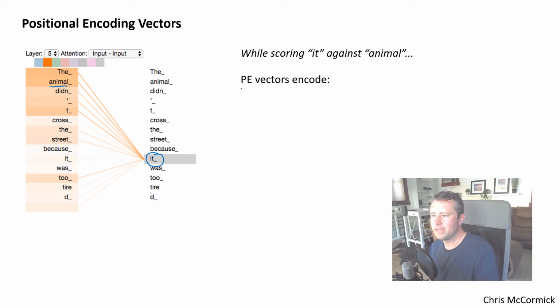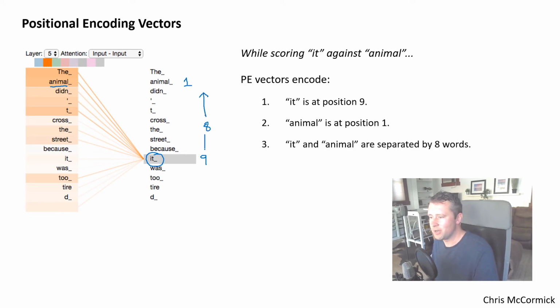So the positional encoding vectors tell us three things. First is that the word it is at absolute position 9. And then the second is that the word animal is at position 1. And finally, it tells us that it and animal are separated by 8 words. So to be clear, I don't think this on its own explains how BERT is able to leverage the sequence of the words in a sentence and make sense of it. Because just knowing that the words animal and it are 8 words apart doesn't immediately tell you how relevant the word animal should be. But I think what we're showing here is that BERT at least has access to that information. It can look at the order of the words.